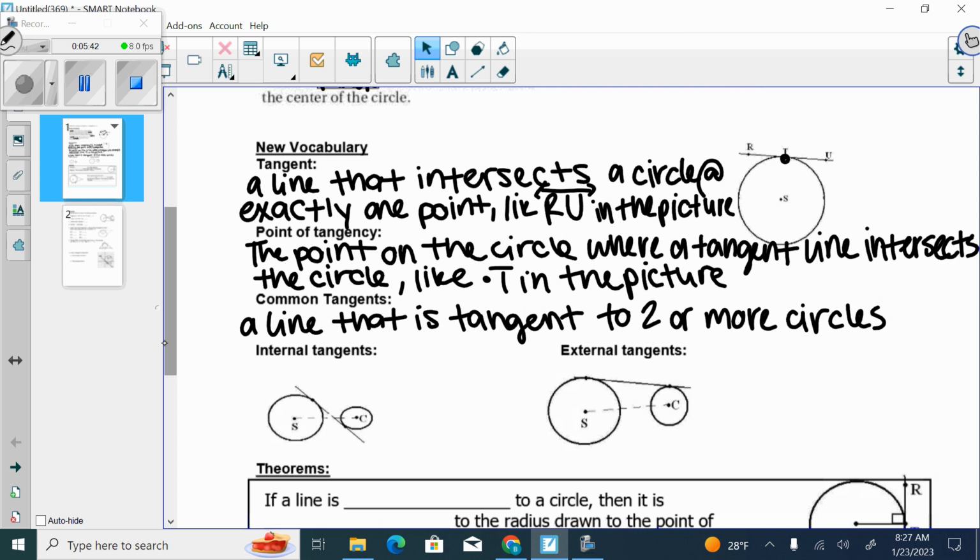So an internal tangent is going to touch your circles in between or on the inside. So this goes between the two circles. While your external is not going to go in between, it's going to be on the outside. So external tangent does not go between the two circles.